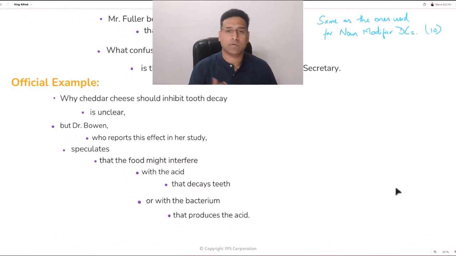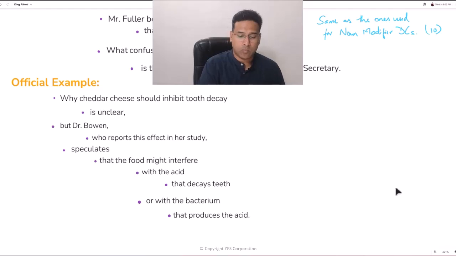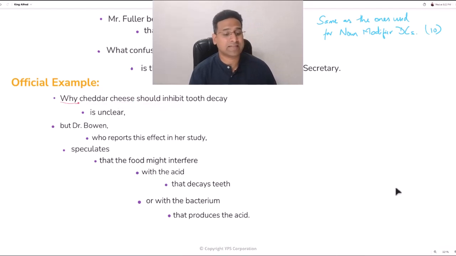Okay, so let's start doing our meaning analysis. So something is unclear. What is that something? Why cheddar cheese should inhibit tooth decay? Okay, so we have should inhibit, a verb. We have the subject cheddar cheese, and then we have why, which I told you is a DC connector, and this is found in that list of 10 DC connectors: who, whom, whose, which, what, that, when, where, why, how.